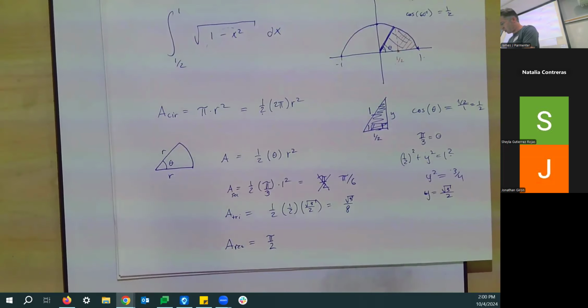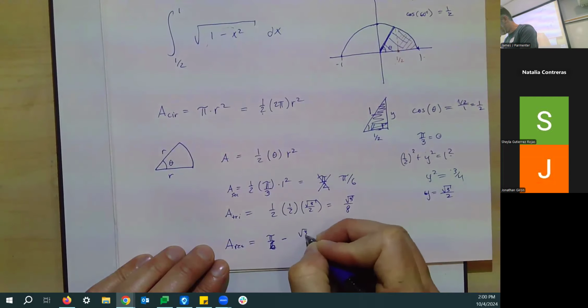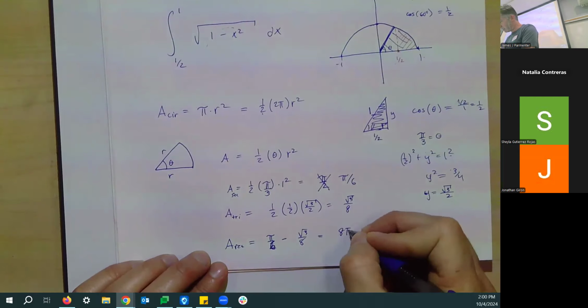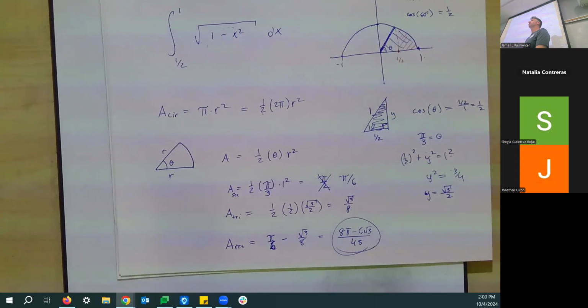Okay, so it should be pi over 6 minus root 3 over 8, which I guess you could get a common denominator and say it's 8 pi minus 6 root 3 all over 48. Gross, but doable. But really only doable if you're exactly halfway between the origin and the endpoint of the circle. So yes, there is one other weird example you can do without knowing how to do the antiderivative of that function.